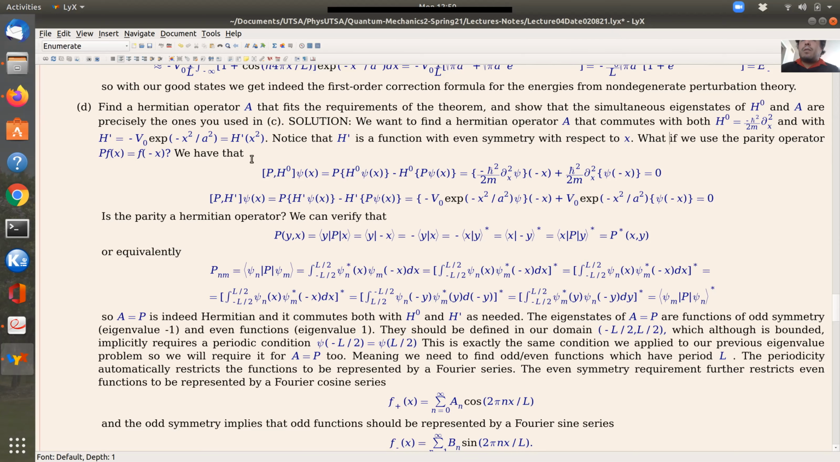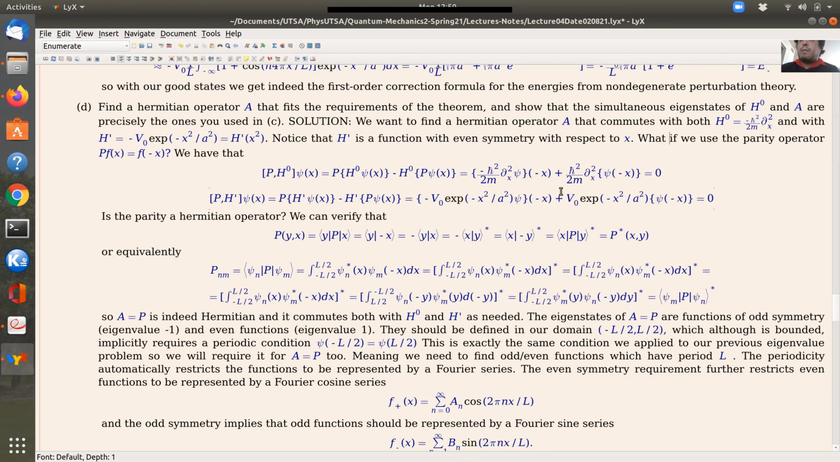So let's say that you were to use this one. What about the commutation? We're going to check the value of the commutator by evaluating it on a function, psi of x. By definition, the commutator of P and H naught, evaluated on psi of x, is P evaluated over H naught of psi of x, minus H naught evaluated on the parity operator acting on psi of x.